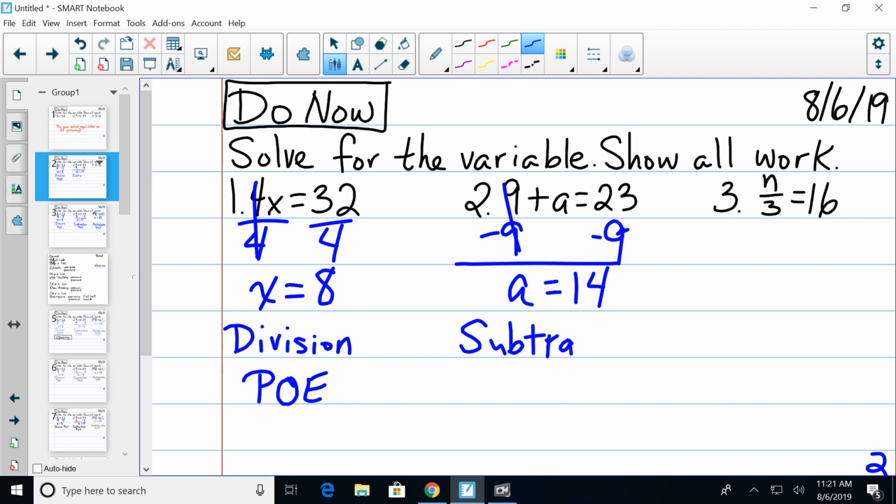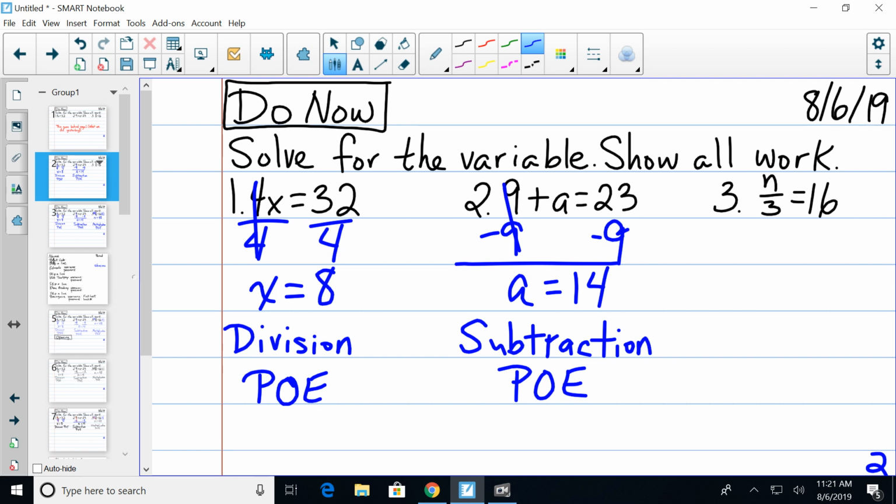It's still property of equality. Yes. And the board is acting up again. So we use the subtraction property of equality for number 2. So I'm writing this information on the board for a reason. You're going to see it again real soon.